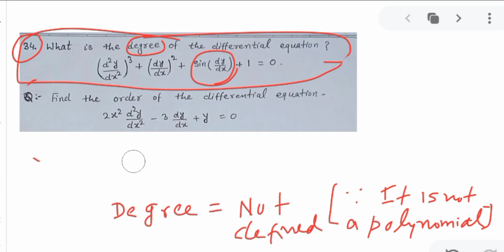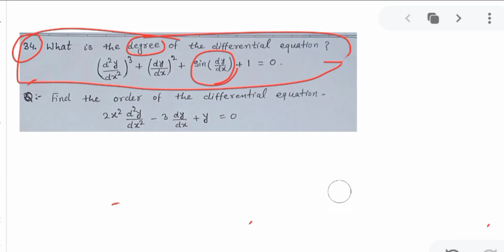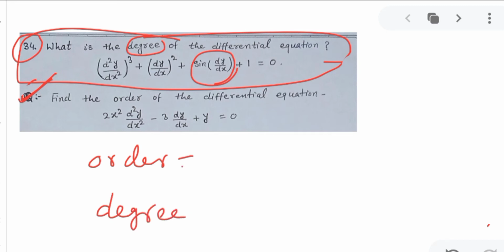Now one additional question with this question. The question is, find the order of the differential equation. We have to find the order, but you should tell order and degree both. Since order means the highest order term, if you see the derivative terms, d2y upon dx square and dy upon dx, the highest order is d2y upon dx square, that is 2. So the highest order is 2.